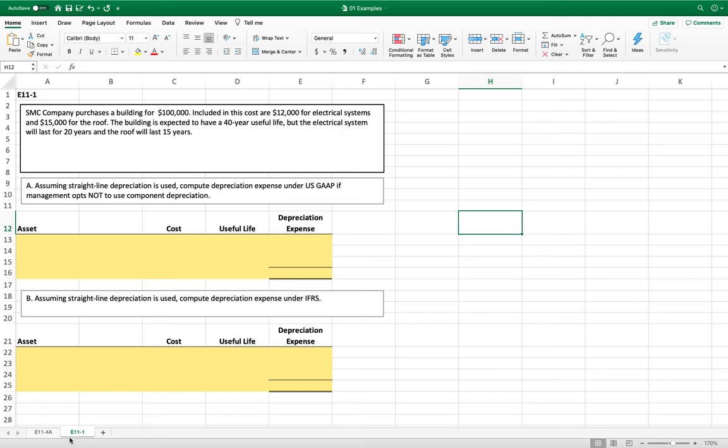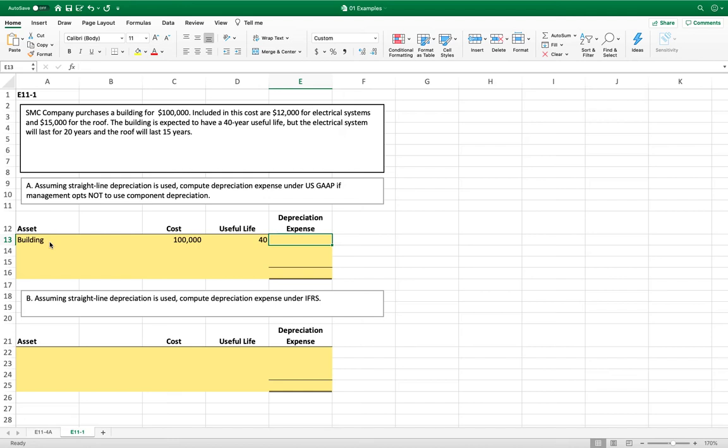For part A, we're going to assume straight line depreciation is used and compute depreciation expense under US GAAP if management opts not to use component depreciation. So remember, under US GAAP, they're allowed to use component depreciation. They just typically don't. All right, so we have an asset here. What's our asset? Well, it's the building. And that building cost us $100,000. And the useful life is 40 years.